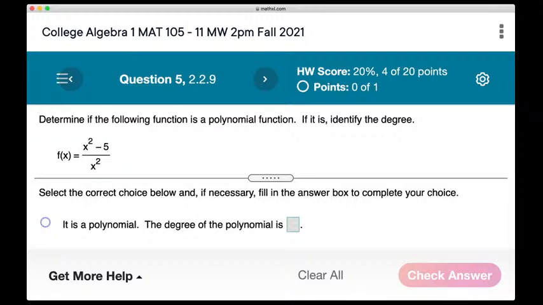Let's see. Determine if the following function is a polynomial function. Okay. So in this form, right? Notice that if x were 0, then we would be dividing by 0. So that means we would have to throw out x equals 0. But remember, the domain for polynomials is all real. So because the domain of this is not all reals, this is not a polynomial. Right? So this is not a polynomial.